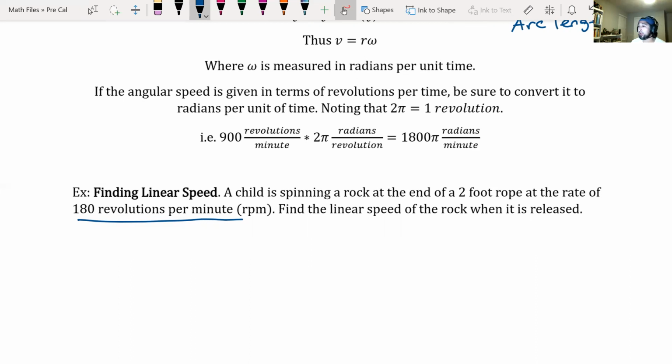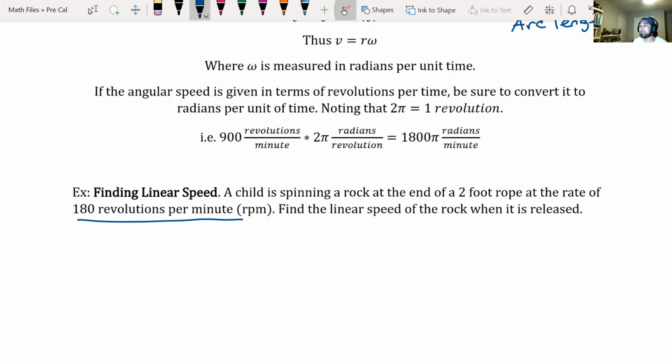Now, what parents let their kids spin a rock on a rope? I was just thinking that myself. Good parents. Like, here, go play with this rock. He's pretty skilled.